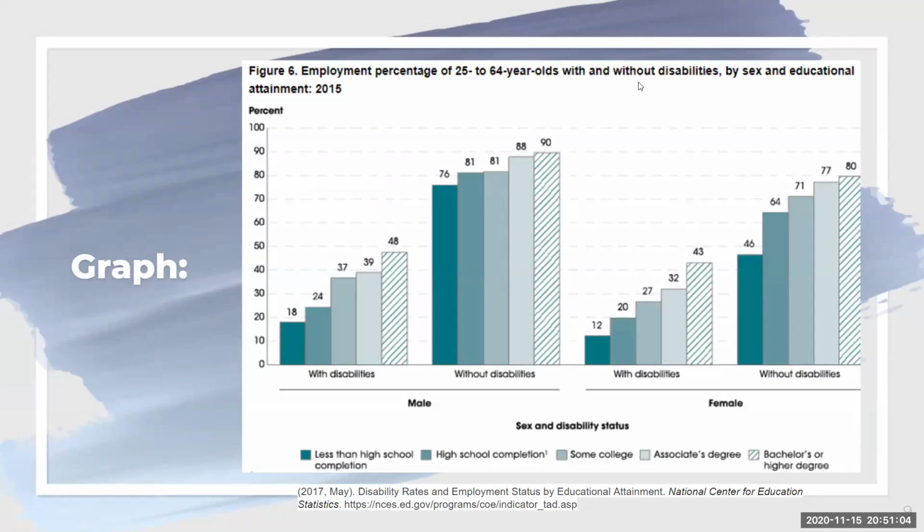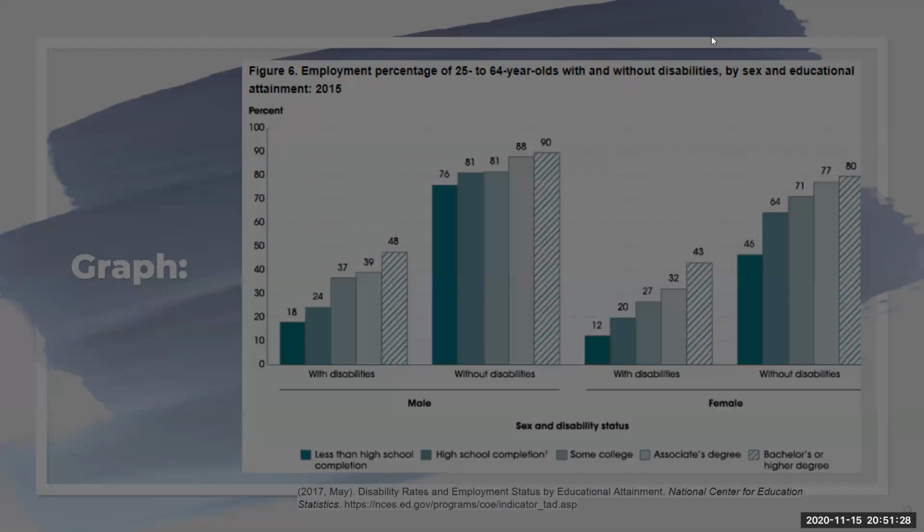Taking a closer look at this graph, we can see that the employment percentage of 25 to 64-year-olds is a lot lower for people with disabilities, and even less when they have less than high school completion. This graph is also split between men and women. Women have lower employment rates across the board, but are fairly around the same number as the men if they have disabilities. These numbers are staggering, and we have to look further into the reasons why this is like it is.